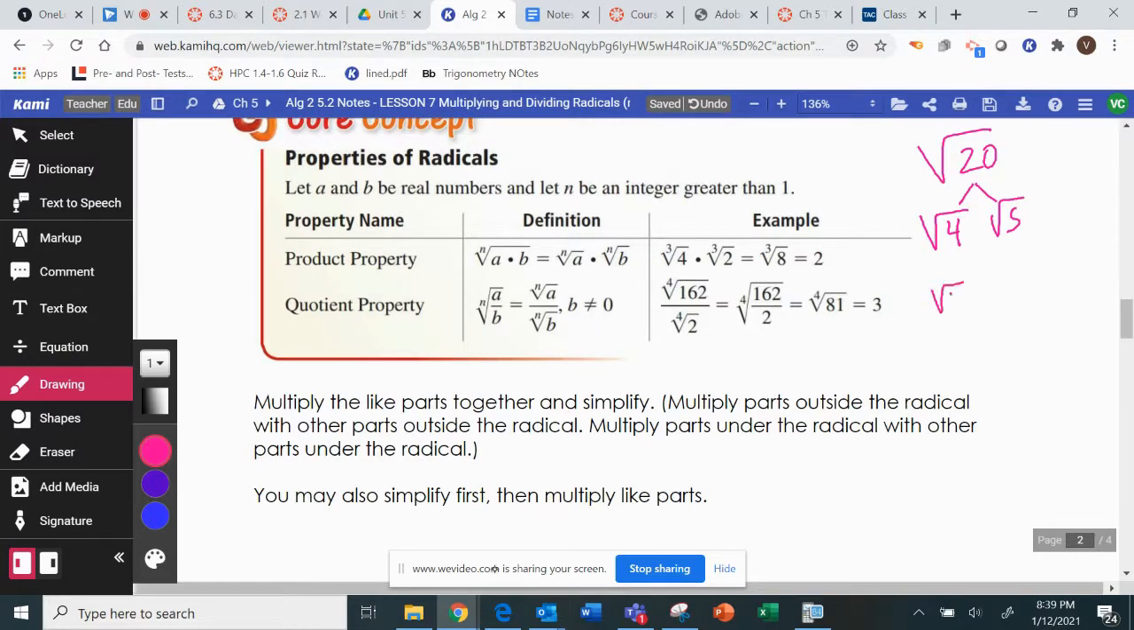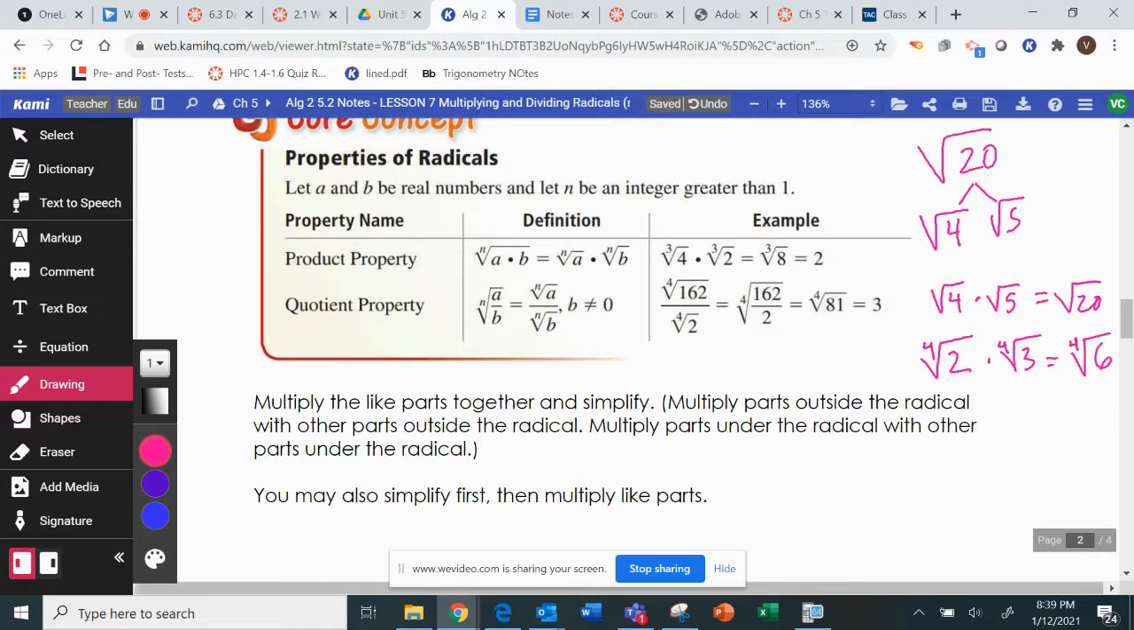So if I gave you the square root of 4 multiplied by the square root of 5, we would rewrite that as the square root of 20. But that works for all roots. So if I had the fourth root of 2 multiplied by the fourth root of 3, we would have the fourth root of 6. So we would multiply those back together.